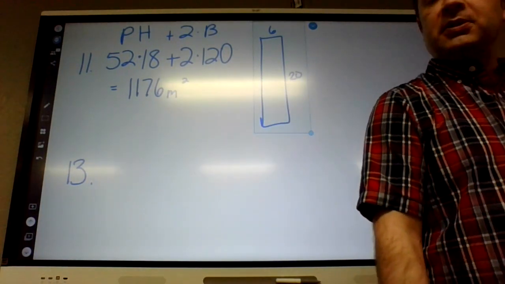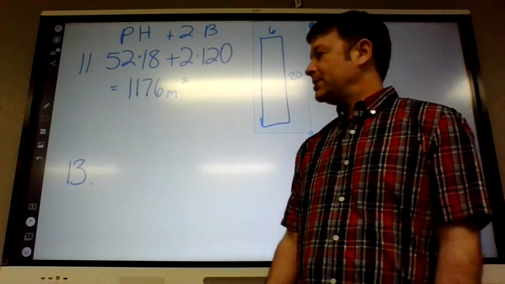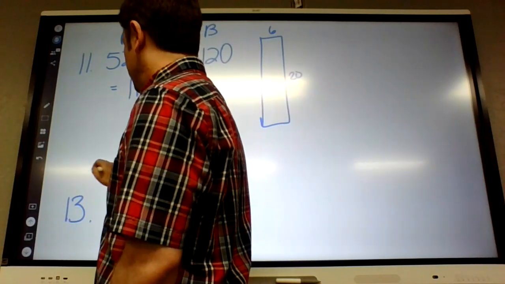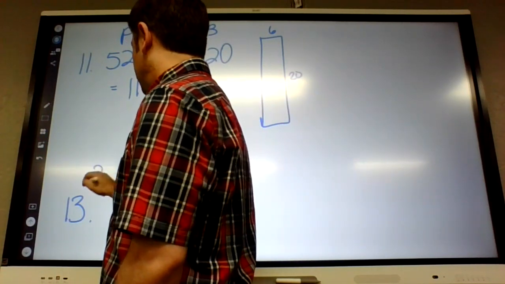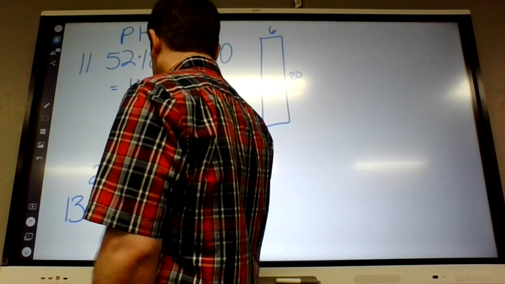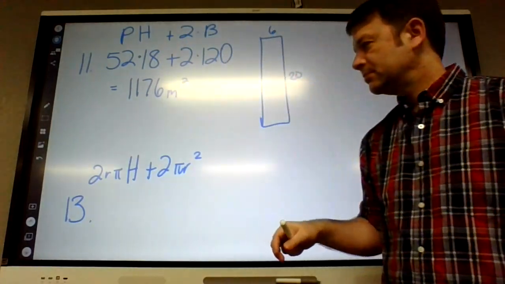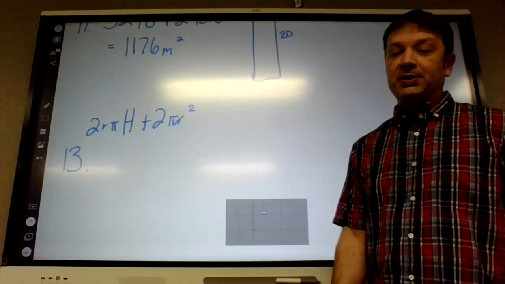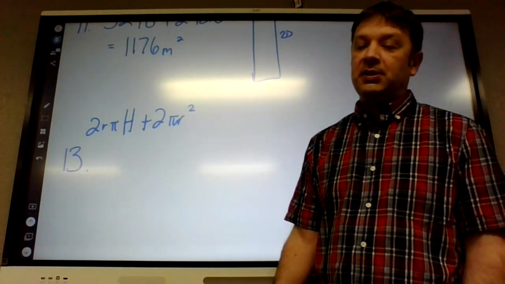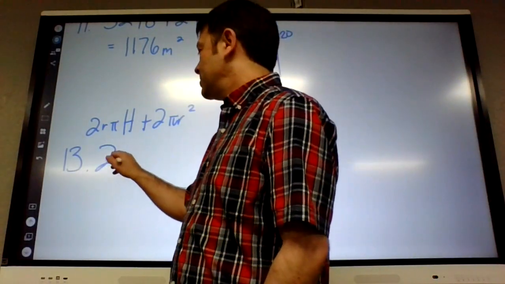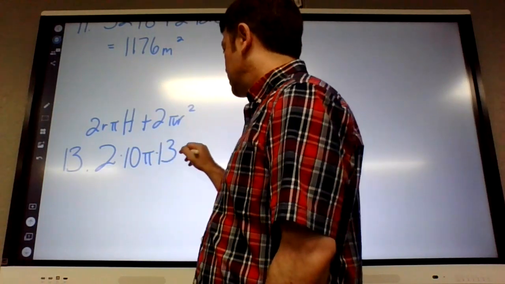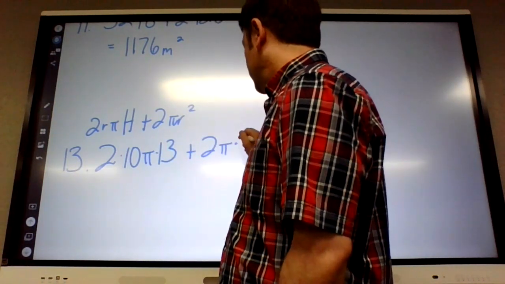Okay, so on 13, we got a cylinder, which we haven't done yet today. So cylinders, instead of perimeter times height, it's 2 pi r times height plus 2 pi r squared. Yeah, that's off the top of my head. Okay. What is the radius? What's the radius on 13? 10. 20 is the diameter, so the radius must be half of that. What's the height of the cylinder? 13. Dang it. Corey, stop stealing my thunder.